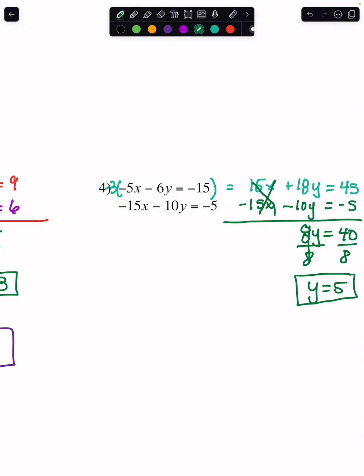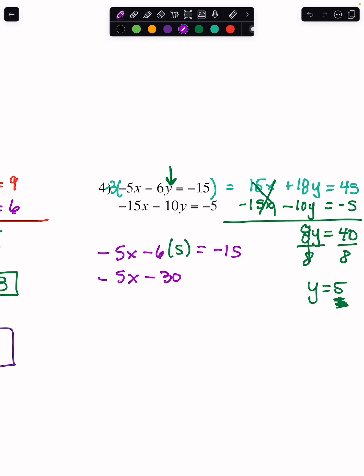I'm going to plug it back into the top one. That one just seems a little bit easier to me because the numbers are smaller, I guess. I don't know. But I'm going to plug this y that we just got right here. I'm going to plug that y right in that spot. So -5x minus 6. And here's that y I was talking about. And let's see what happens. I got -5x minus 30 equals -15. I'm going to add 30.